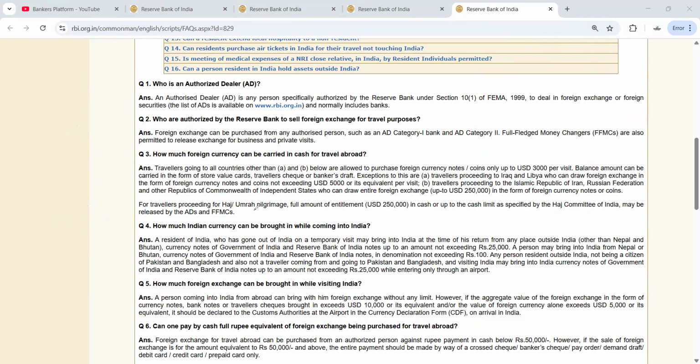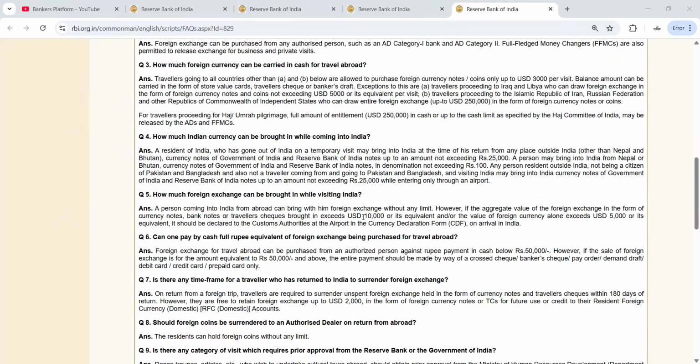So next is how much Indian currency can be brought in while coming into India. So if somebody is coming from abroad to India, then how much amount can any person bring into India.